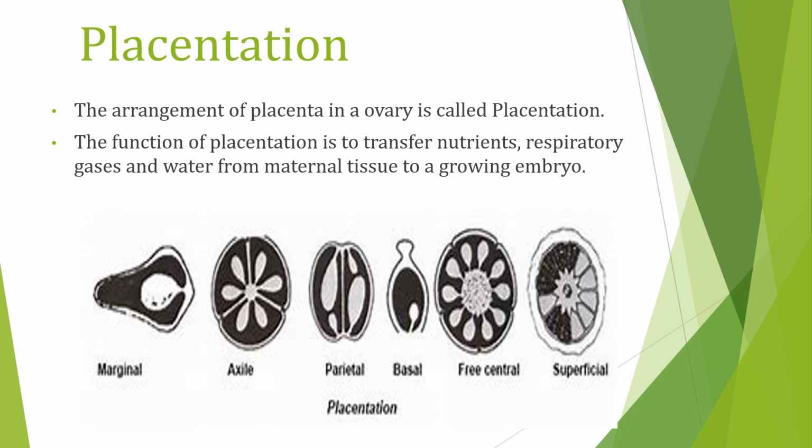Placentation. The part of the ovary to which the ovules are attached is called as the placenta. Now what is placentation? The arrangement of placenta in an ovary is called as placentation. The function of placentation is to transfer nutrients, respiratory gases, water from the maternal tissue to a growing embryo. Here in the figure you can see the different types of placentations.